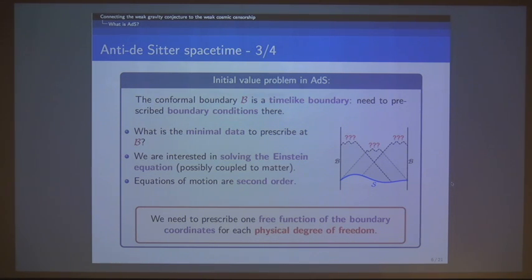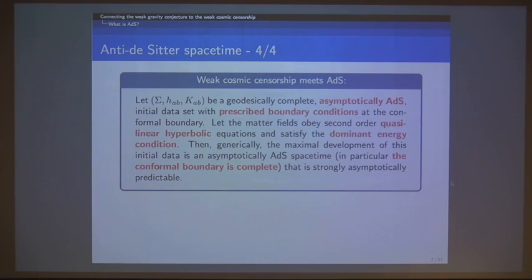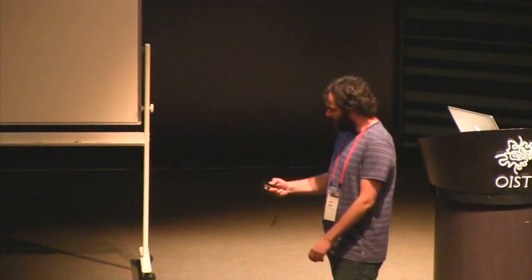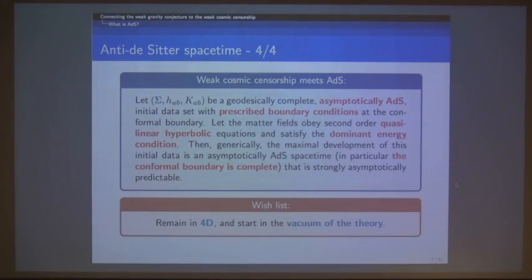Once you have a well-posed system in AdS, then you just formulate the weak cosmic censorship precisely in the same way that you've seen before, but you prescribe some boundary conditions at timelike infinity. Now, note that one of the most naughty words in mathematics shows up in this conjecture. This has to be a generic statement. We know that if you want matter content which is not generic, it is possible to violate the weak cosmic censorship conjecture, but here we're insisting that we want something generic. And the idea is to start in the ground state of the theory. All the examples that I presented to you before, you always start with an unstable solution. It's not clear that we can form that unstable solution. But in the example that I'm going to provide today, you start in the ground state of the theory, and we wish to remain in 4D.